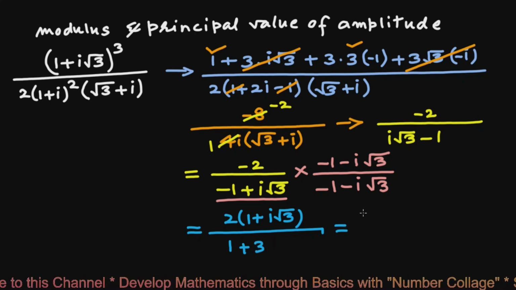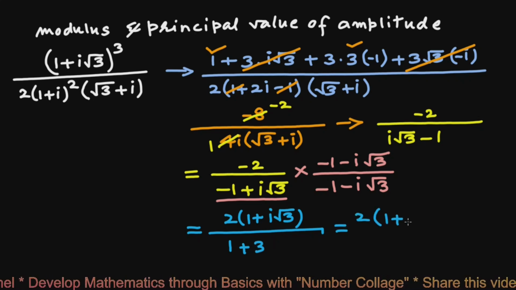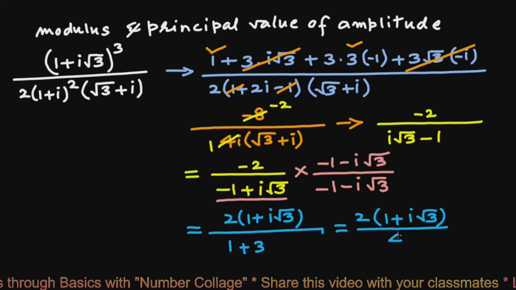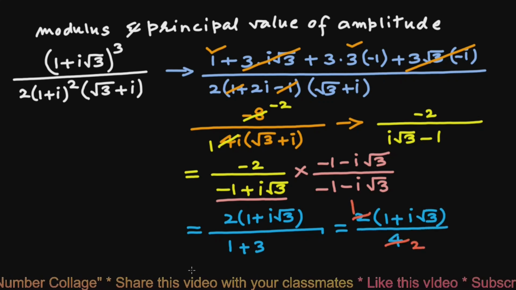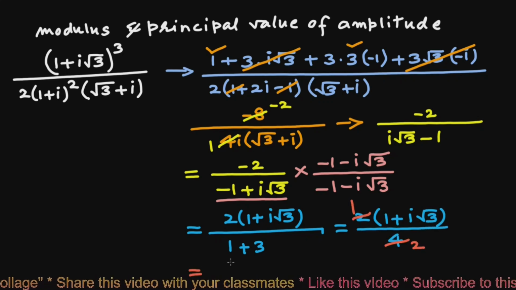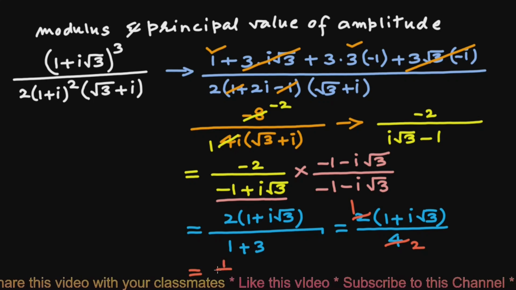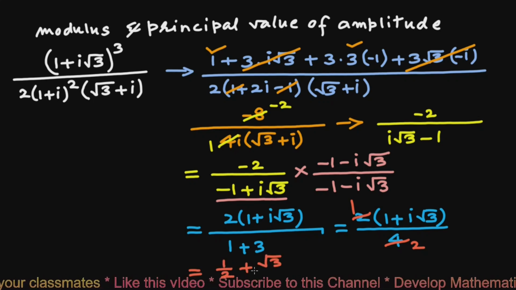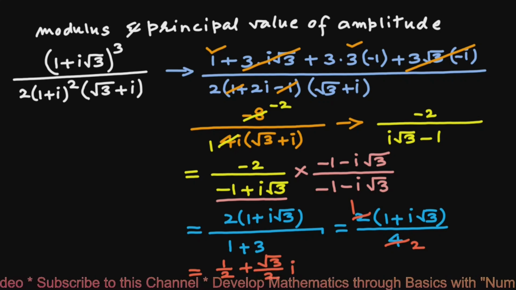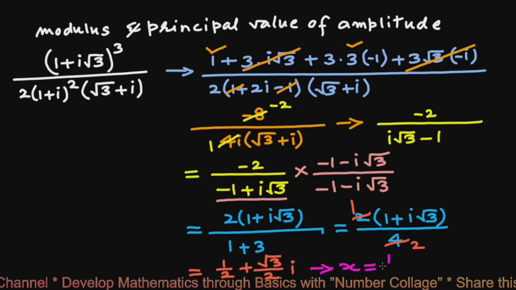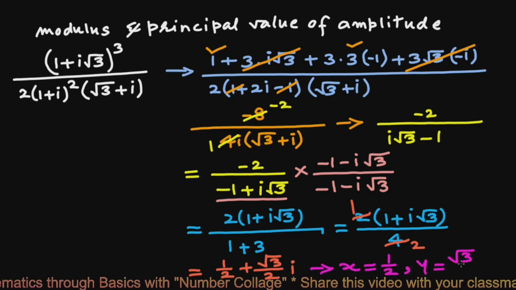It is 2 into 1 plus i root 3 upon 4. 2 ones are 2, twos are. So the complex number that we get after simplification is 1 by 2 plus root 3 by 2 into i. This gives x equals half, y equals root 3 by 2.